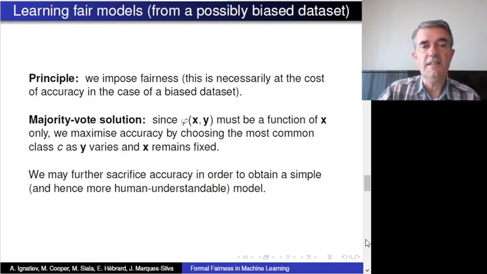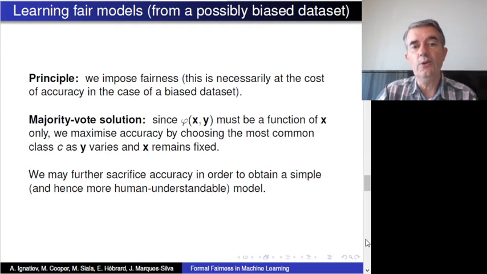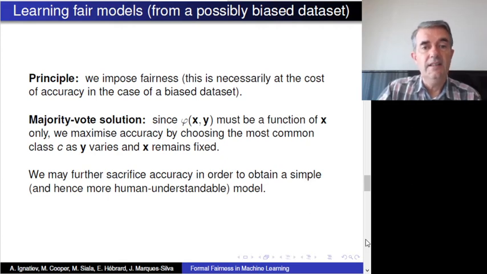Okay, what we're really interested in is learning a fair model from possibly biased data. So the underlying principle is we always impose fairness, possibly at the cost of accuracy. Indeed, if the dataset is biased, this must be at the cost of accuracy. The solution is fairly easy. It's a majority vote solution. If you have several examples in your dataset with the same non-protected features, with different possible outcomes, you just do a majority vote. This will maximize accuracy.